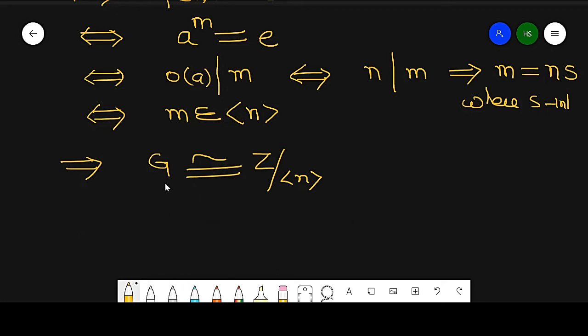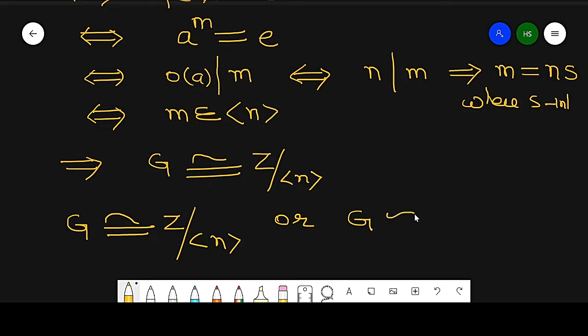So if G is a cyclic group of order n, in that case G is isomorphic to Z generated by n, or if G is a cyclic group of infinite order, so in that case G is generated by Z. So this is isomorphic to Z. So which proves our result. So this is a very important type. Many times it is asked in the examination, so do it very carefully.